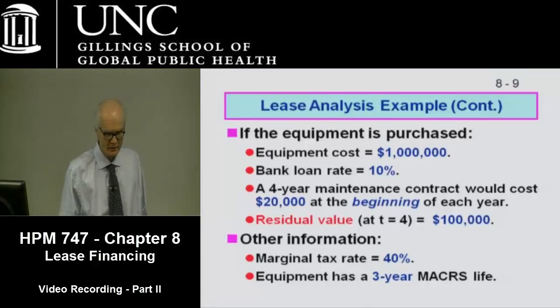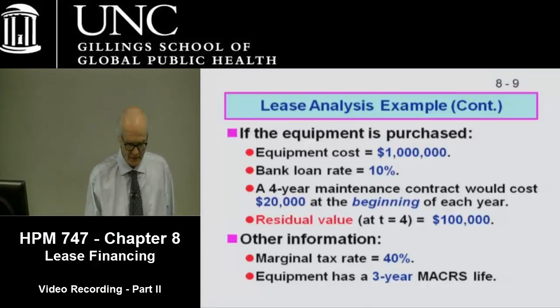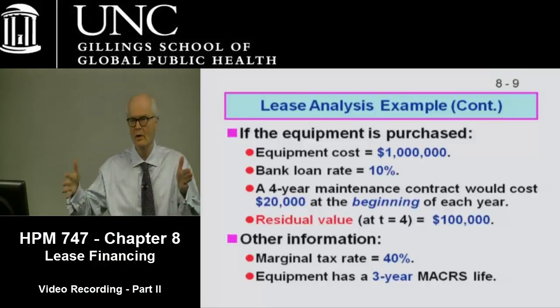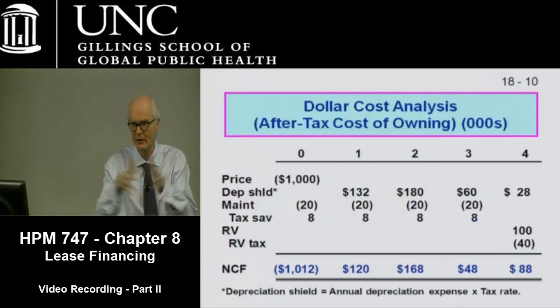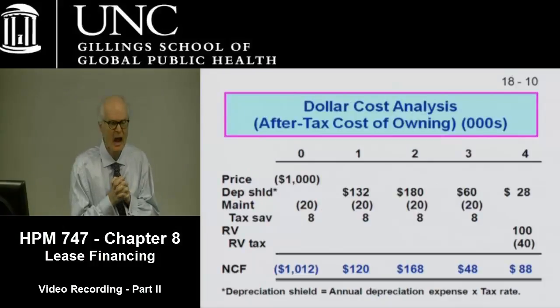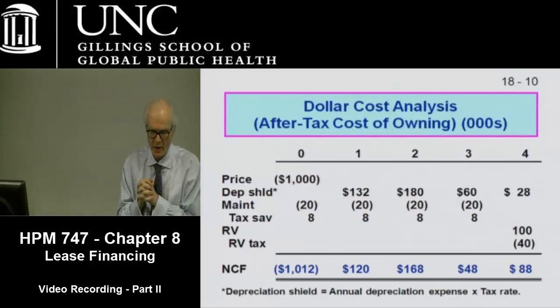And we'll just assume that their tax rate is 40%, and therefore the equipment has a 3-year MACRS life because it's going to last 4 years. And remember, MACRS for a 3-year asset is spread over 4 years. So here are the net cash flows from owning the asset.